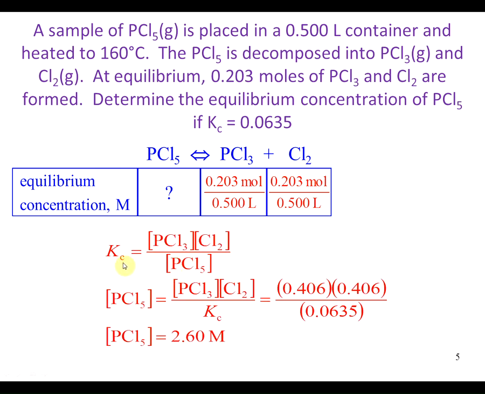If our equilibrium constant is products over reactants, we're simply going to solve for the PCl5 because this is what we're looking for. As we solve for the PCl5, we plug in the concentrations. The PCl3 is 0.406, and then 0.406 for the Cl2, and the Kc value, which was given in the problem, 0.0635, gets substituted in here. When we do the algebra, the PCl5 concentration is 2.6 molar.